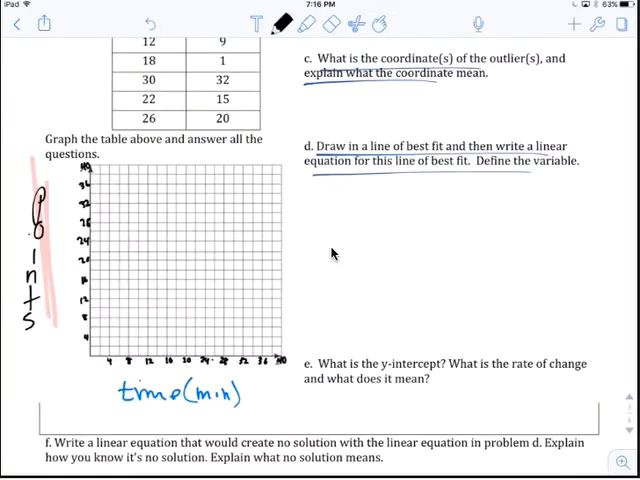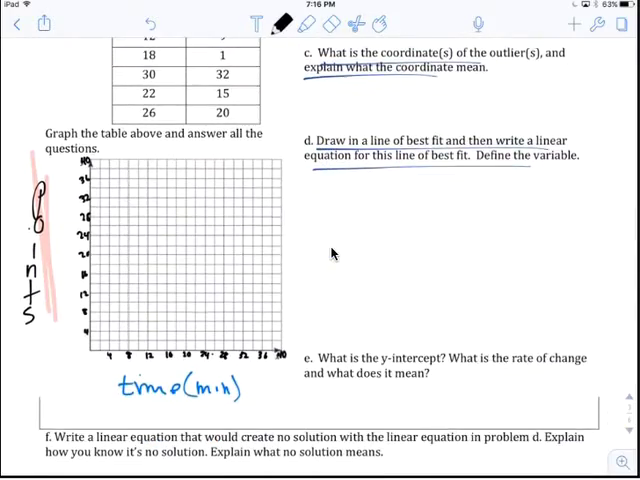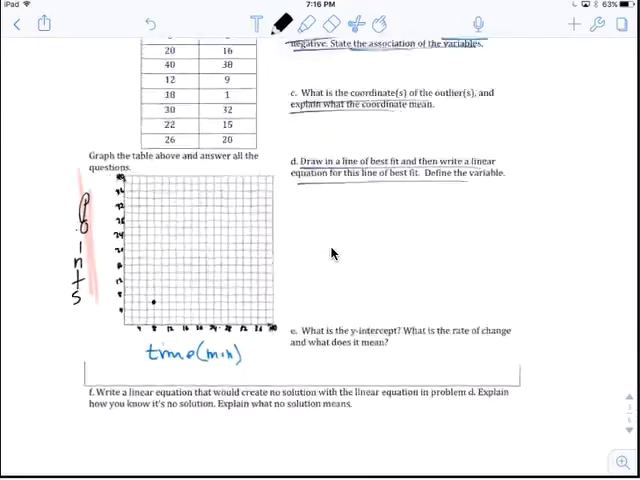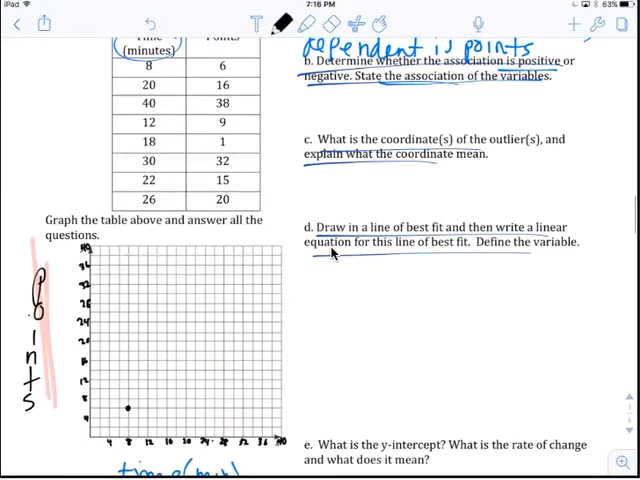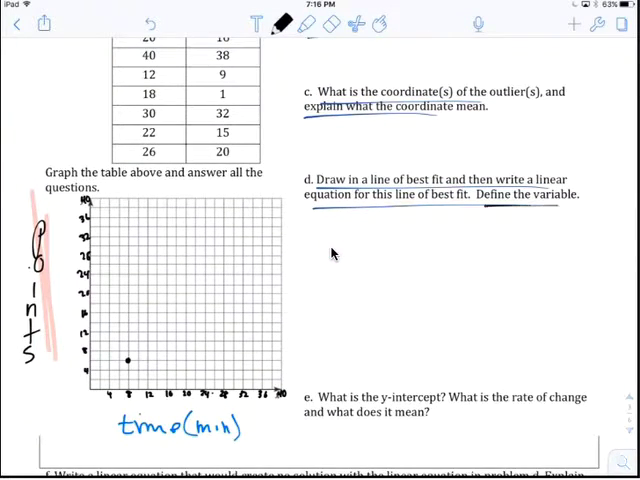Okay, let's do the scatter plot. Time 8 minutes, she scored 6 points. Okay, you guys know how to do this, right? Draw the line that best fits, define the variable. Make sure you say x.